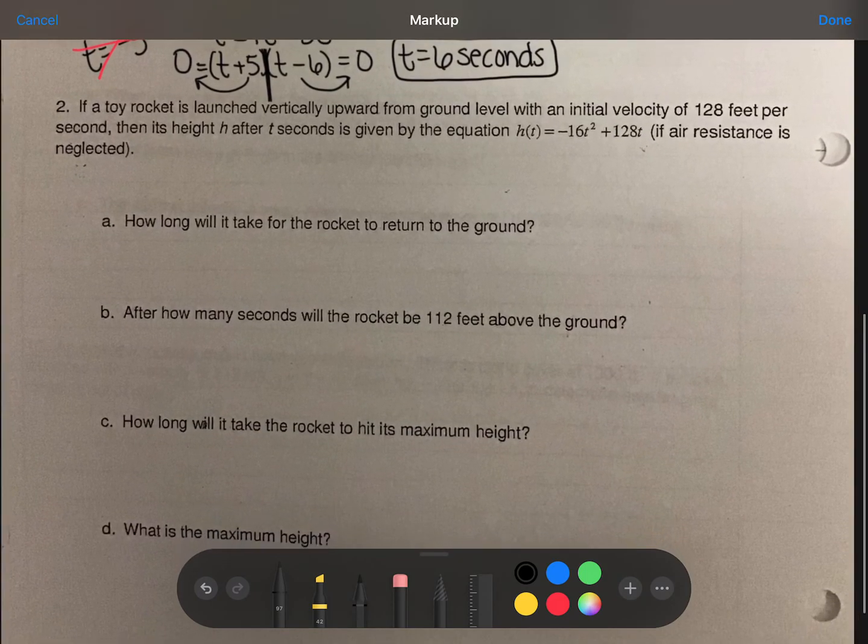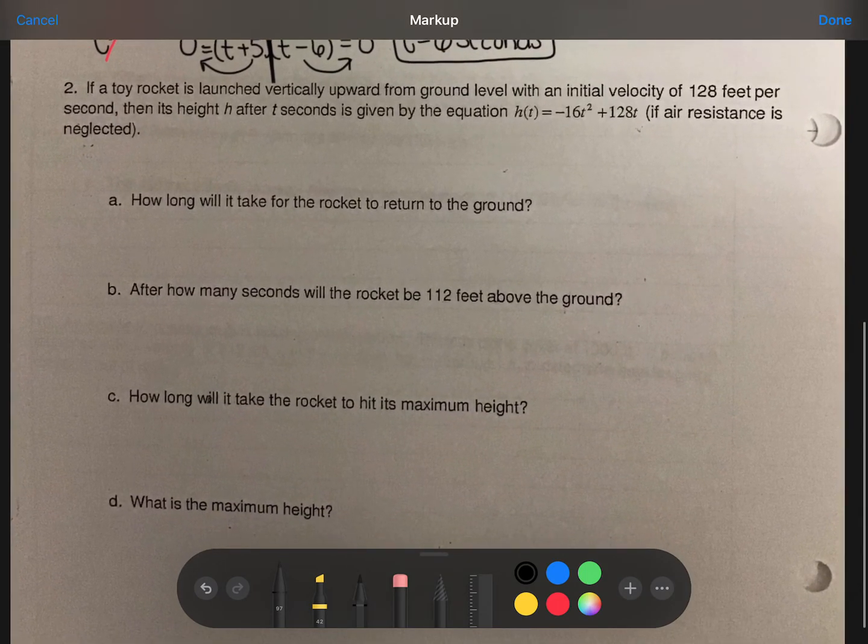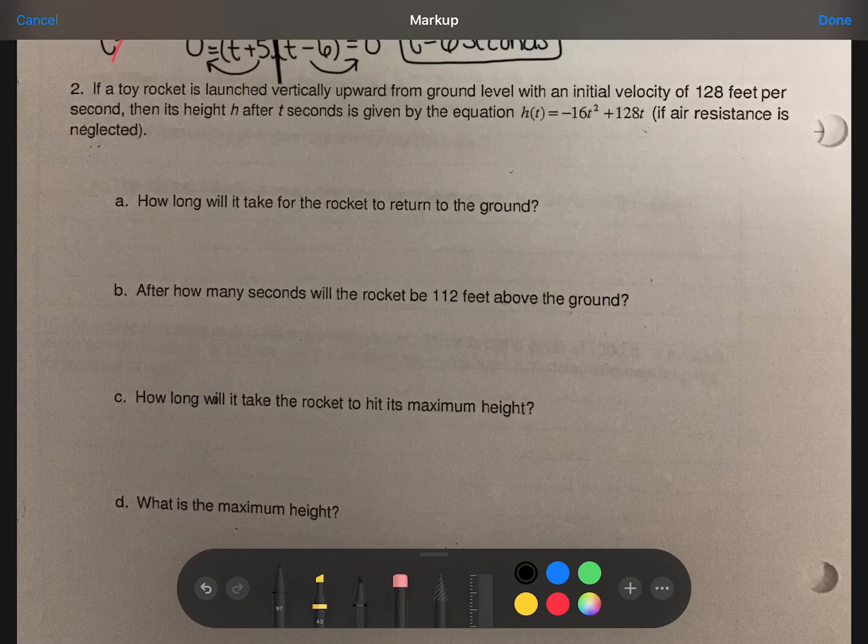All right, number 2, a toy rocket is launched vertically upward from the ground level with an initial velocity of 128 feet per second. Then its height after t seconds is given by this equation. So I've got my equation.